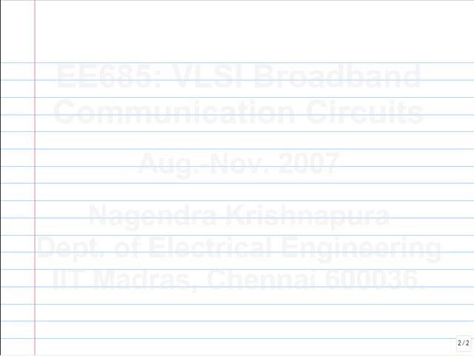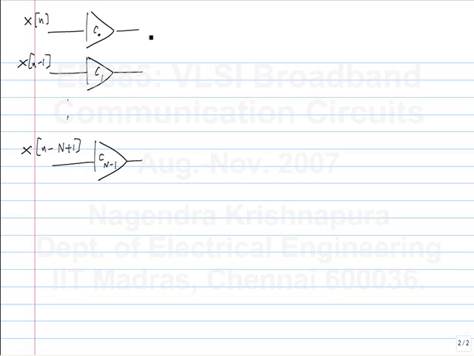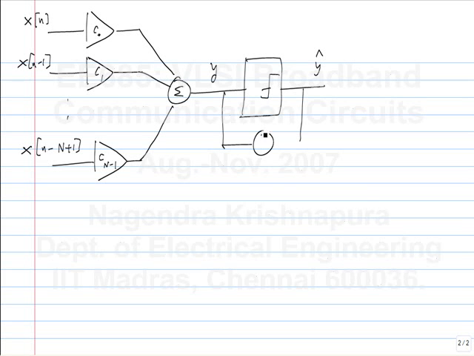But actually, there is a more intuitive explanation of this. Let's say we have x of n with c0, x of n minus 1 with c1, and so on. Let's say it's an nth order FIR filter. This is what we'll have. This is y hat and this is e. From this we take only the sign of e. That is, we simply look at whether y is greater than y hat or less than y hat. That's the only information that we'll use.